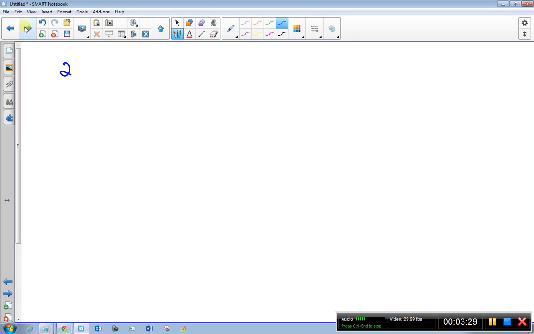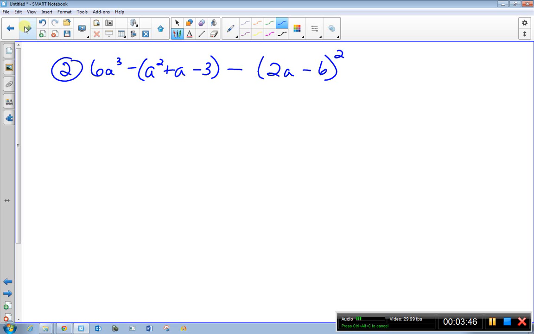So for that one, I'm going to use 6a cubed minus the quantity a squared plus a minus 3, minus the quantity 2a minus 6 quantity squared. So again, I'm going to get rid of the parentheses first. So 6a cubed minus a squared minus a plus 3, because I have to distribute that negative. And then minus, I have to FOIL 2a minus 6.